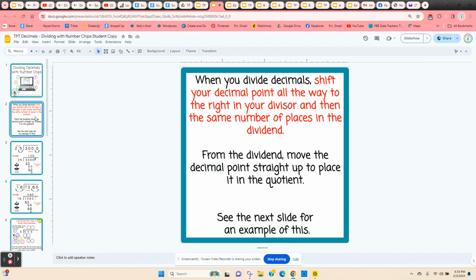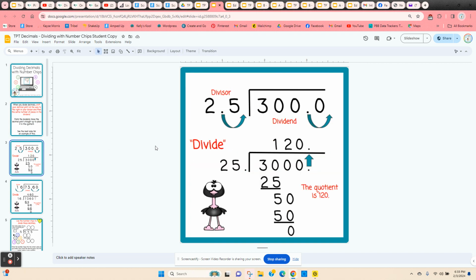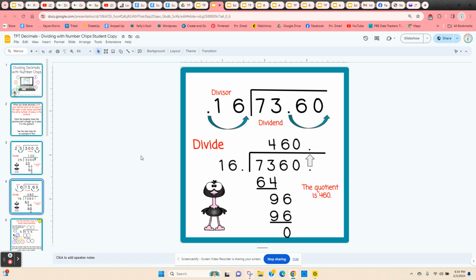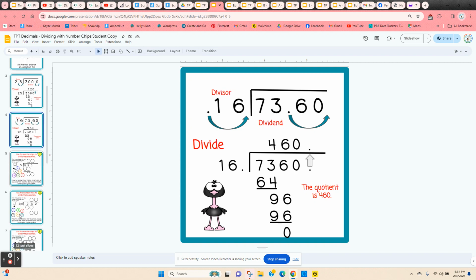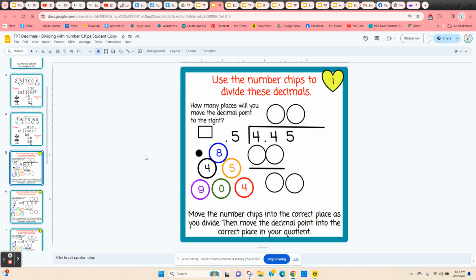So the lesson starts with explaining to the students how to shift the decimal point all the way to the right in your divisor, and then the same number of places in the dividend. And there's a couple of examples of how to do that. So here's when we're moving the decimal point one place to the right in the divisor and one place to the right in the dividend. And then the next slide shows when you're moving the decimal point two places to the right in the divisor and the dividend. So students are going to start on slide 5.